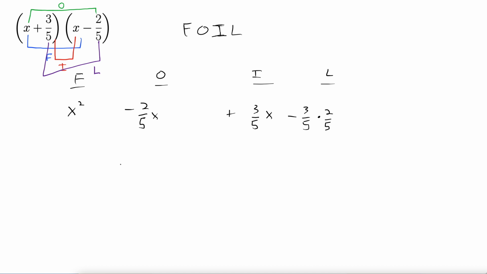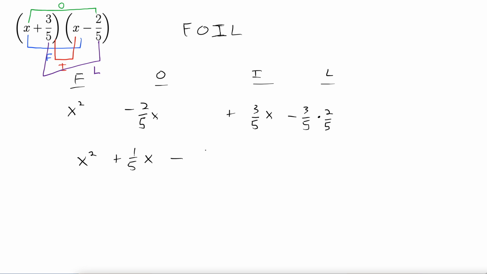Okay, let's clean this up a little bit. x squared comes through. Minus 2/5 plus 3/5. These have the same denominator, so it's just minus 2 plus 3 all over 5. Well, minus 2 plus 3 is 1. So that's going to be plus 1/5 x.